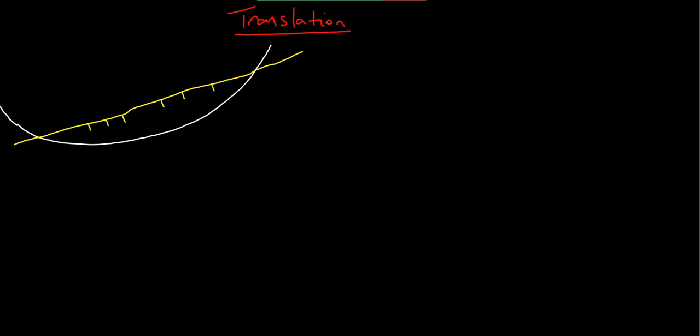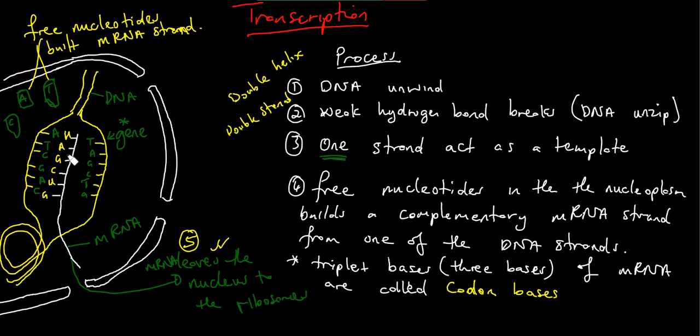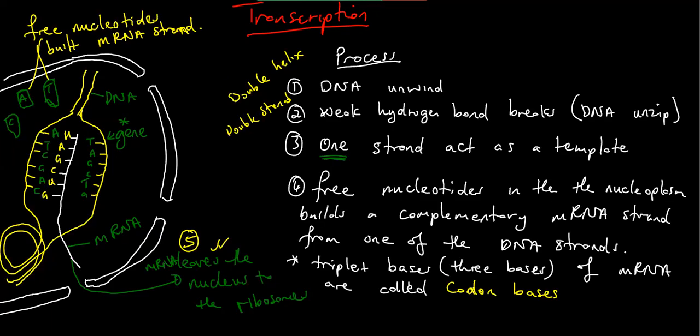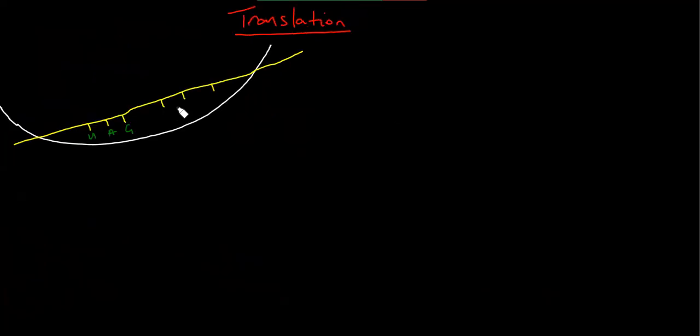Sorry, remember, we are copying from the messenger RNA. It's going to be UAG, and the other one was CUG. Now, this lies on what we call the ribosomes, and we have got our messenger RNA. And here we are saying these are codon bases.